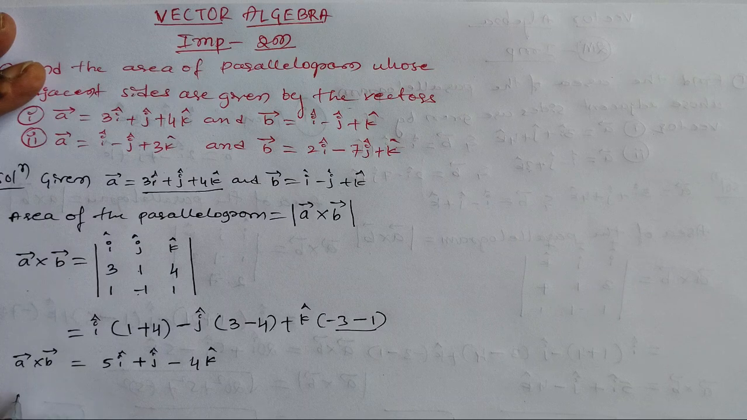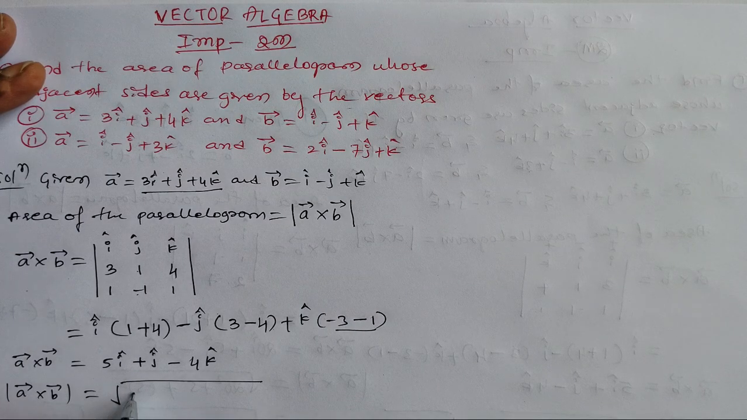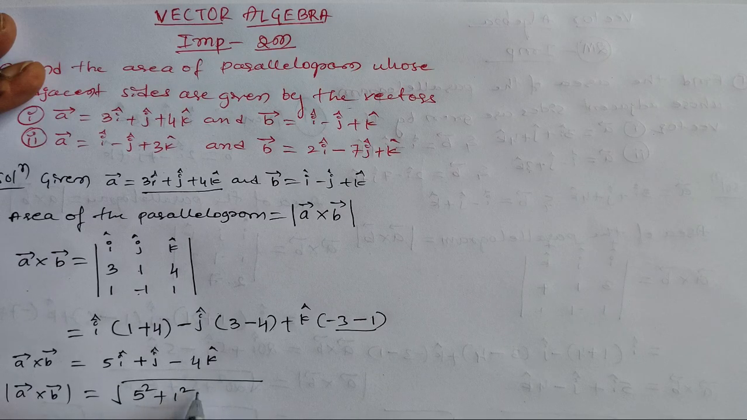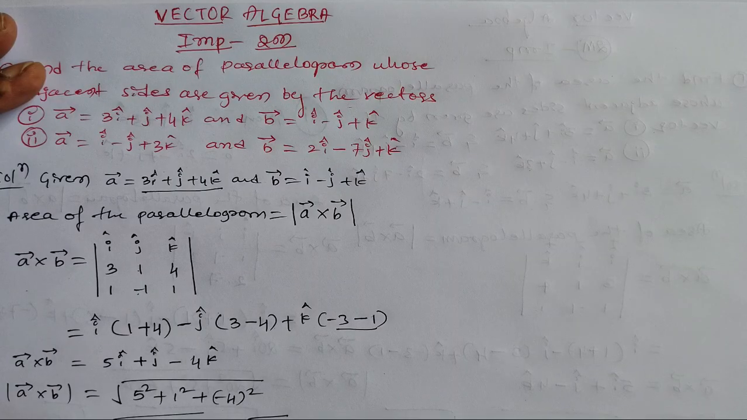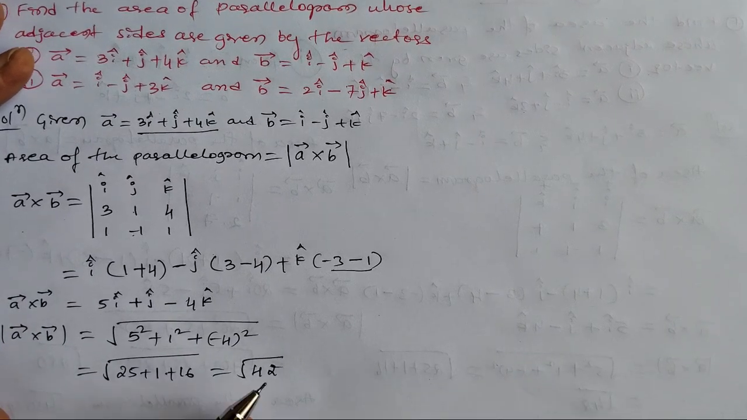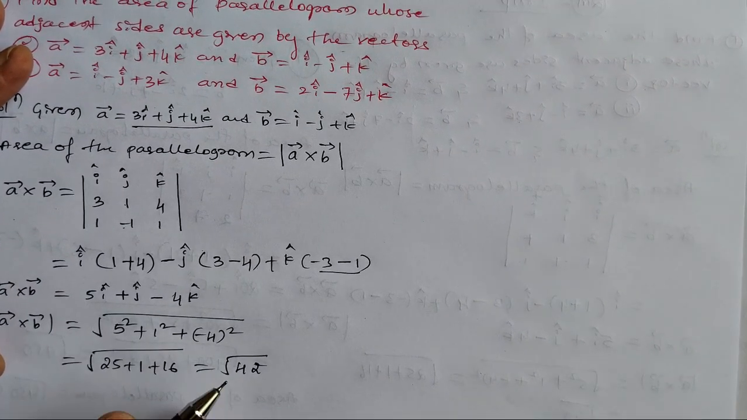Okay, next to find a vector cross b vector magnitude, you know that root of the sum of the squares of their coefficients, that means what? 5 square plus 1 square plus minus 4 square. So that is equal to root 5 square is 25, 1 square is 1, 4 square is 16. So that is equal to 26 plus 16 is 42, right? Okay, right.